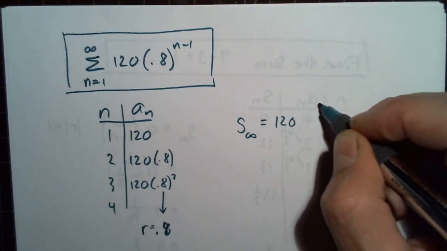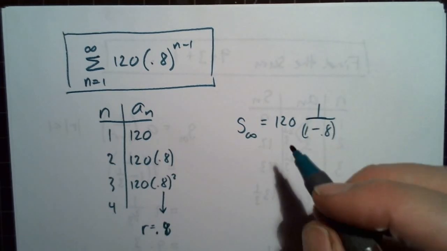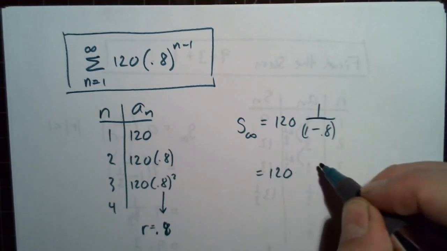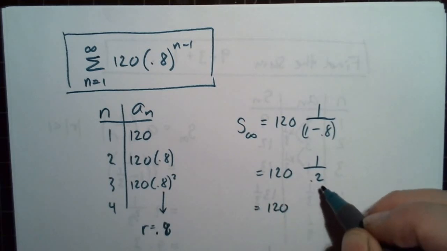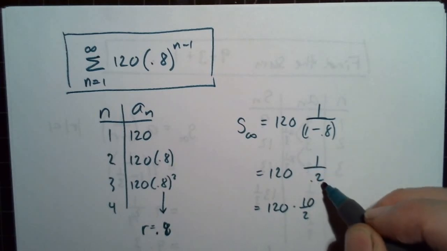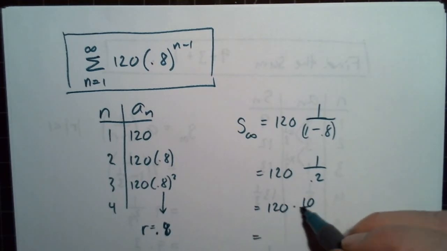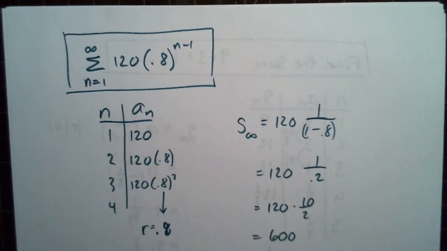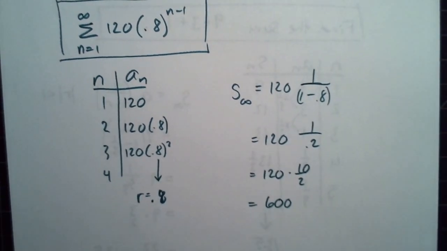first term times 1 over 1 minus r. This is 2 over 10. So this is 10 over 2 because the denominator is 2 over 10. And we can reduce, 60 times 10 is 600. And that's the end of this lesson.